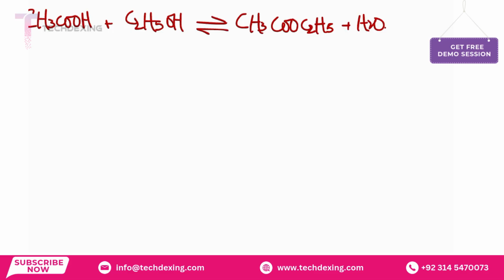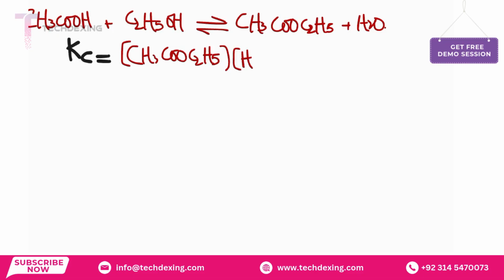Can you tell me how we can write down the Kc expression for this one? It should be the concentration of CH3COOC2H5 in brackets, multiplied by water in brackets, divided by the reactants in brackets, CH3COOH and C2H5OH.